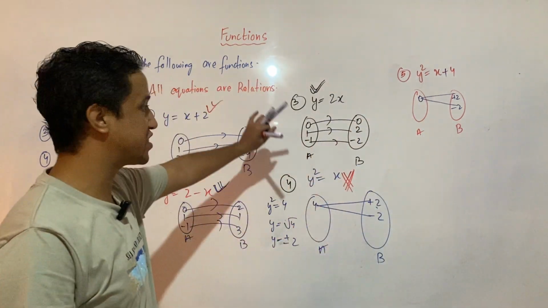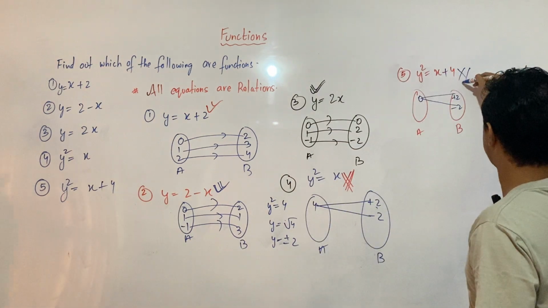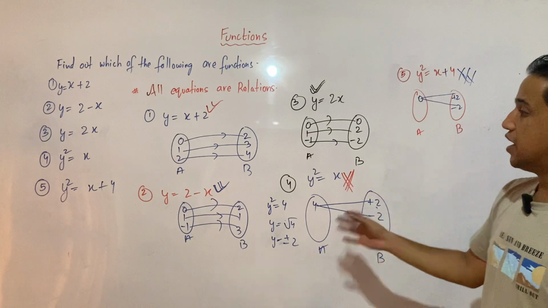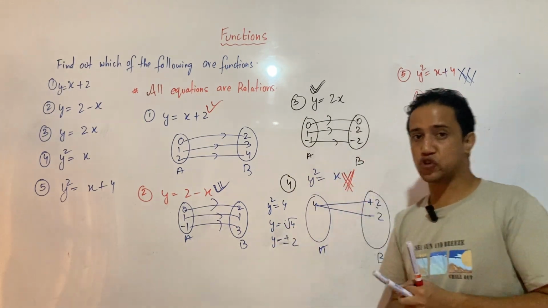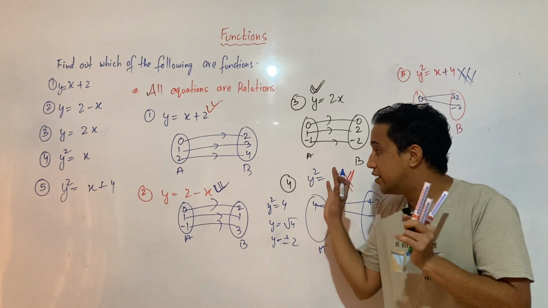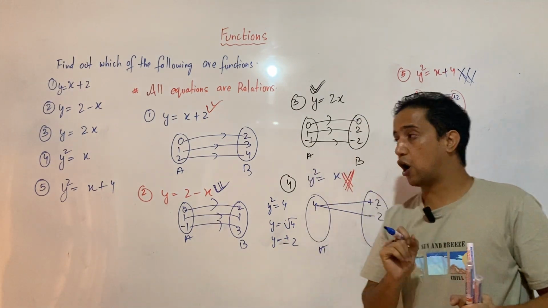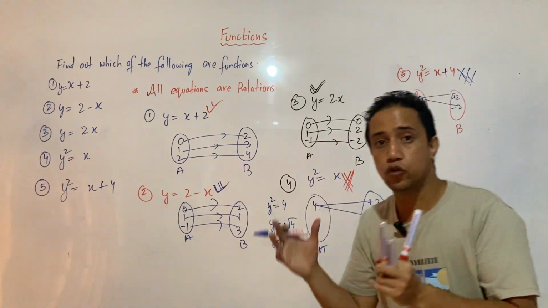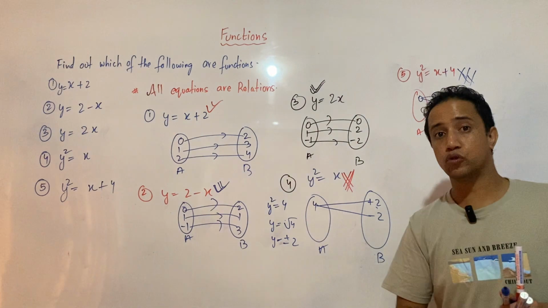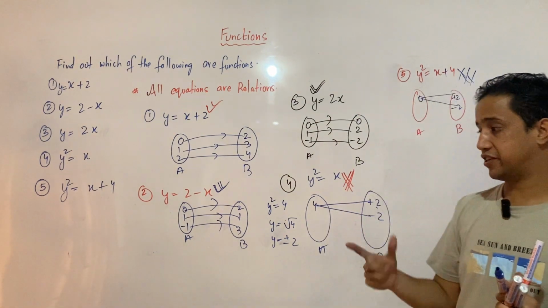So I have just taken random examples, okay? So it's not going to be a function. This is just to show you what you need to check, okay? These examples are there just to show you how to look for a function, okay? Check the input and check for that input how many outputs are you getting, okay?